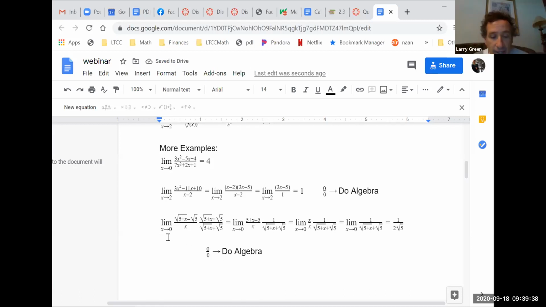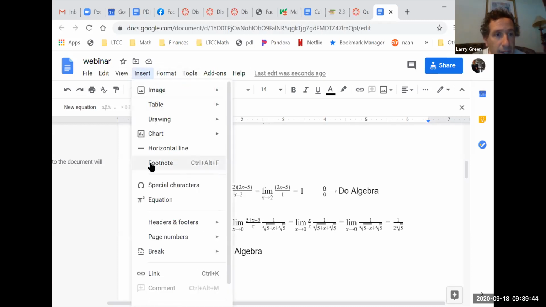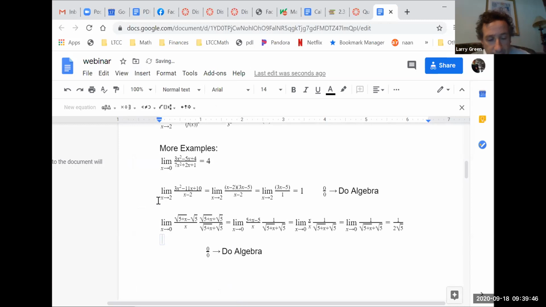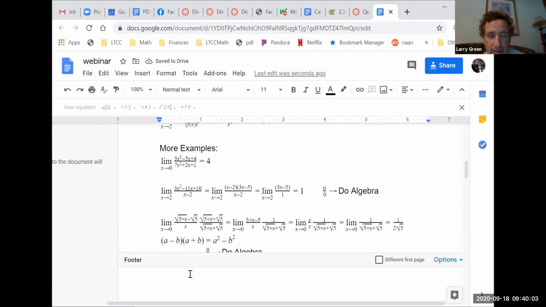Yeah, and here's why. The reason is, and this is what I was saying, is this is the difference of squares formula. And the difference of squares formula says that a minus b times a plus b equals a squared minus b squared. Do you remember that formula? That's a really important formula.